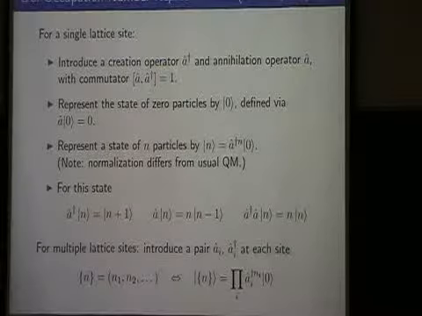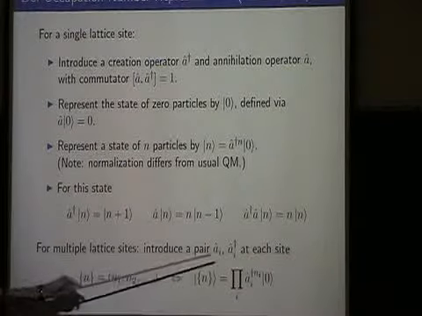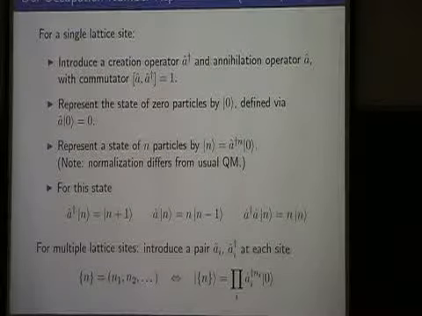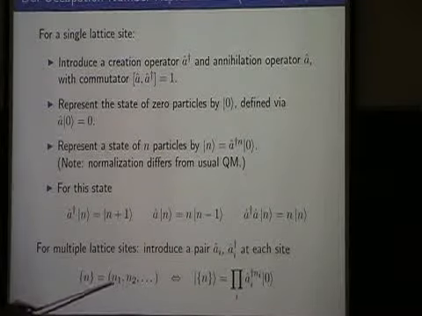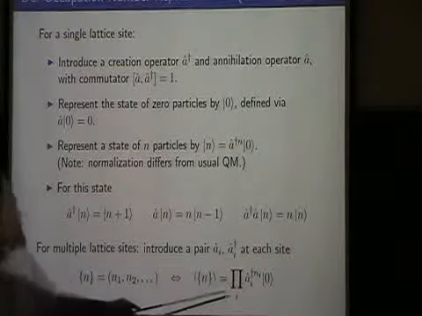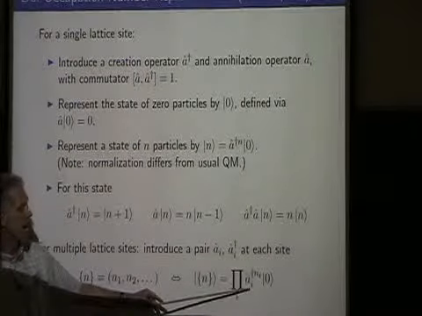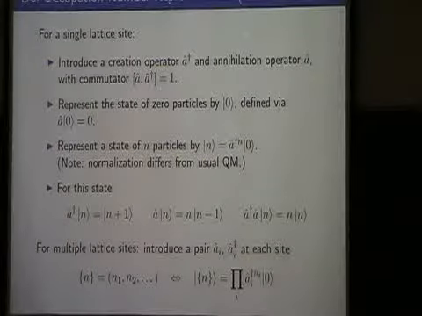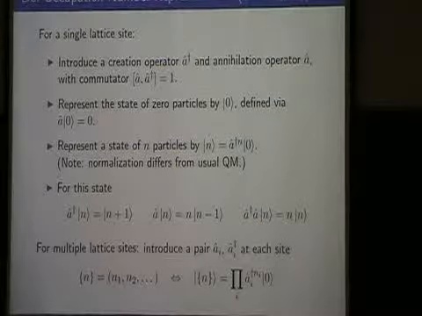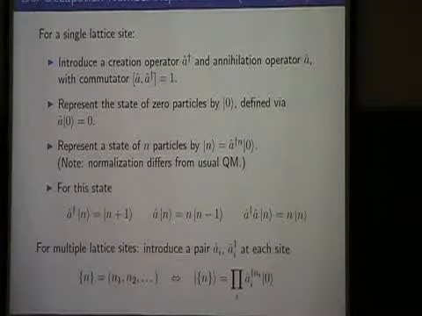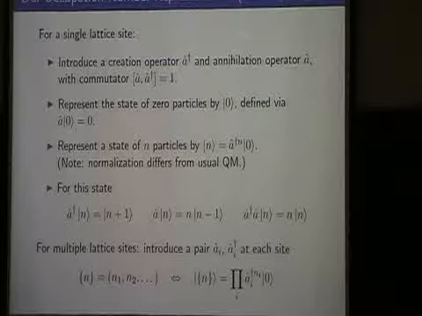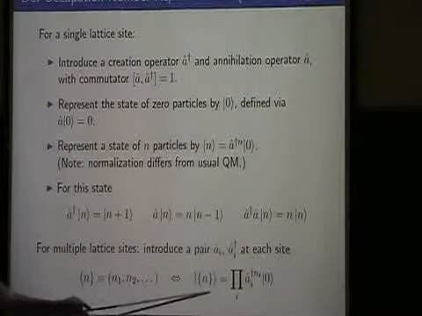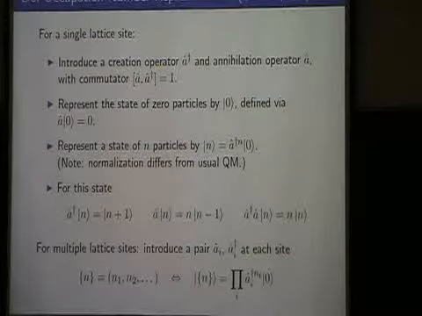Now, that was all for one lattice site. If I have multiple lattice sites, I actually have to introduce a pair of operators at every single lattice site. Then my general configuration, which is defined by n1, n2, and so on, I have to take a product over all lattice sites, and in each site, I've got to act with the appropriate number of A daggers. The key point here is that this is a one-to-one mapping. I still haven't really motivated why this is useful or interesting, but you can certainly believe that given any set of occupation numbers, I can construct this state, and vice versa.